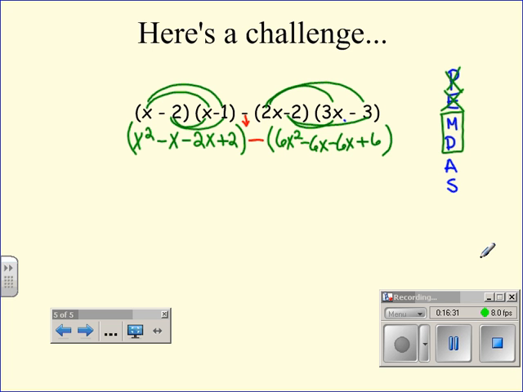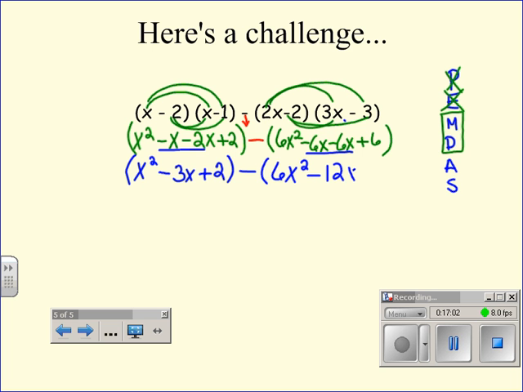So to start off with, I have x squared, and I'm going to combine these two terms here. Negative x minus 2x is going to be negative 3x. And then I have that plus 2. I'll put that back in parentheses so I remember that's my separate polynomial. And then I'm going to combine my terms right here. I have a negative 6x and a negative 6x. So I'm going to have 6x squared minus 12x plus 6.